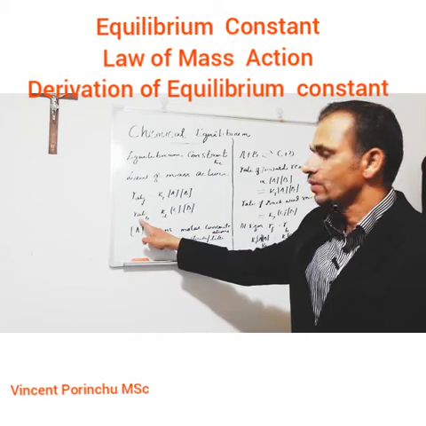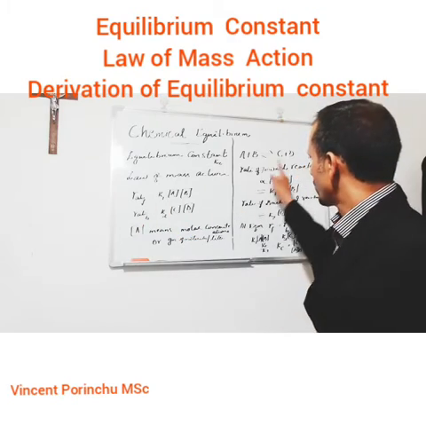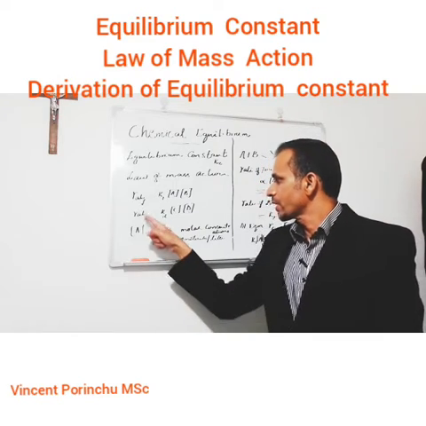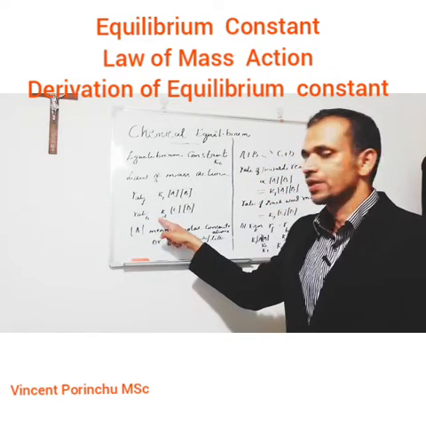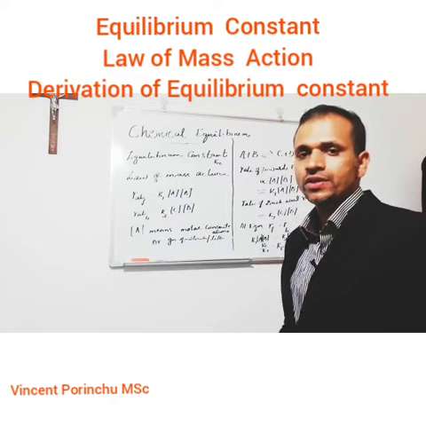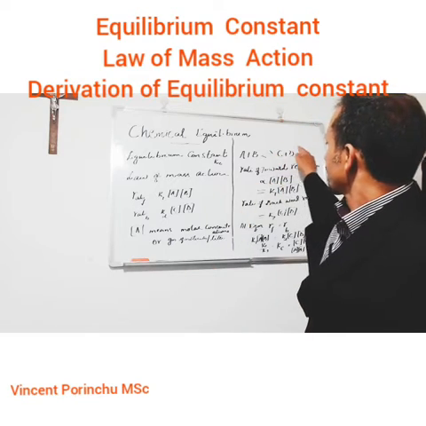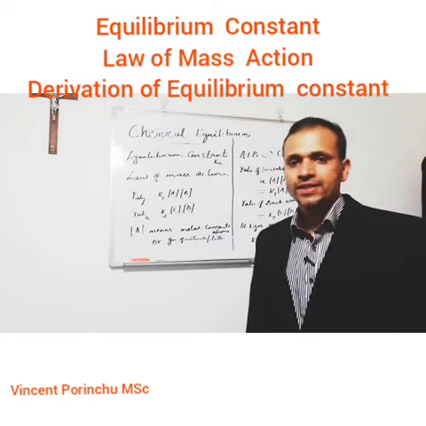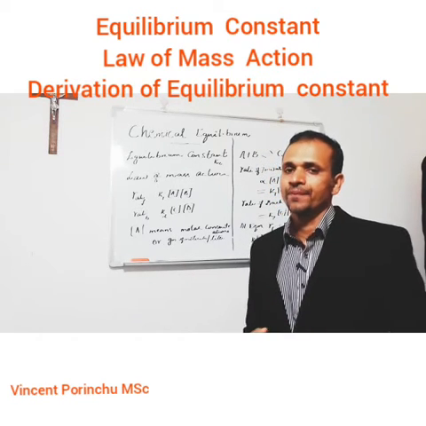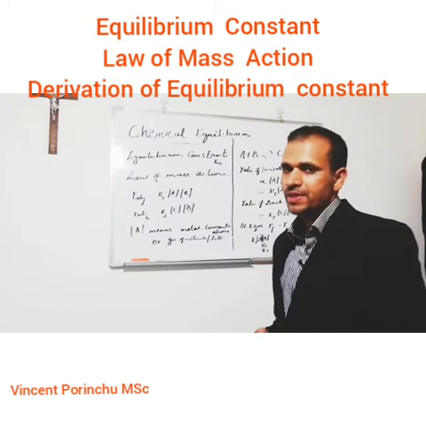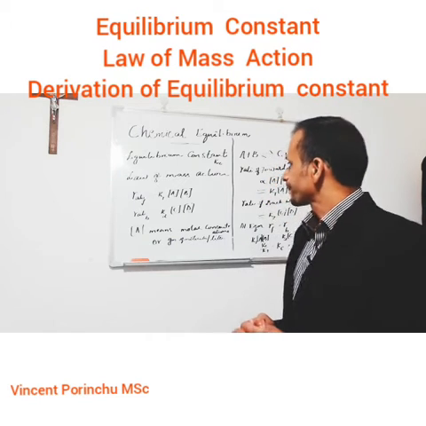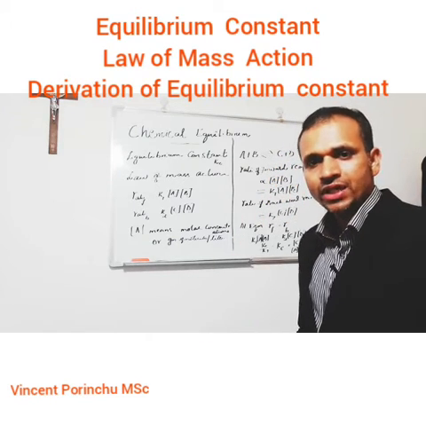Similarly, the rate of the backward reaction, meaning the decomposition of products into reactants, is equal to another constant K2 times the product of the active masses of C and D, because in that case C and D are going to decompose into A and B, the opposite of the forward reaction. So that is about the law of mass action.